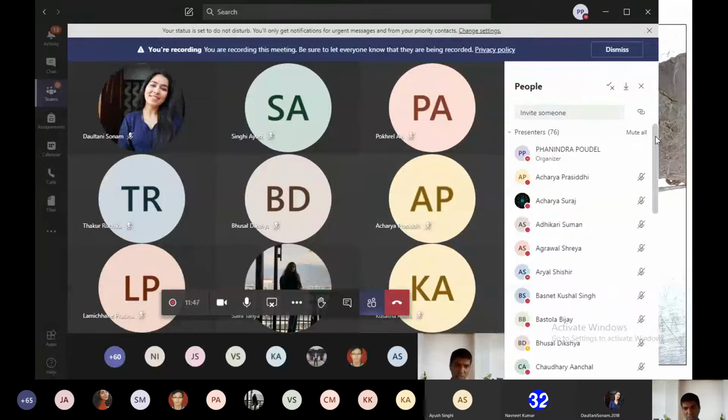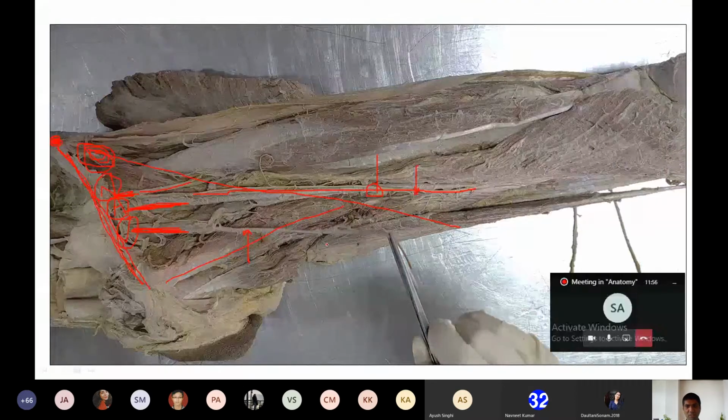Now, it is better to interact with you also. In number one, I am seeing Prasiddhi. Prasiddhi Acharya, are you hearing me? Yes, sir. So can you tell what this structure is? Can you identify?